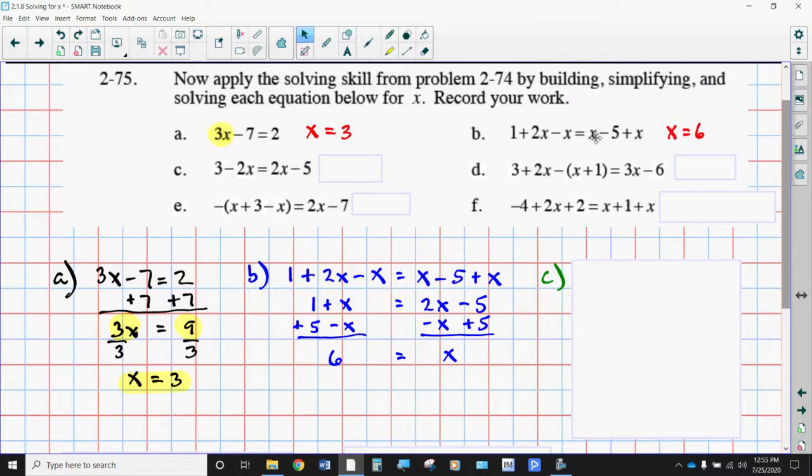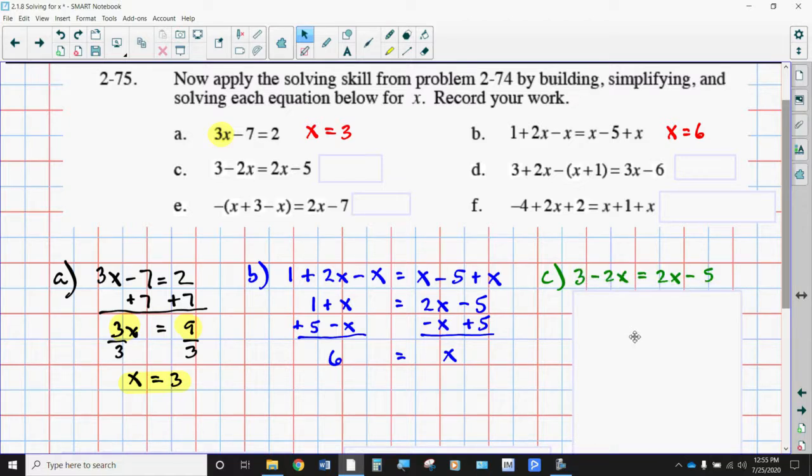Okay, and if you're not trusting that, go ahead and plug those numbers in. 6 minus 5 is 1, plus 6 is 7. Here you got 12 minus 6 is 6, plus 1 is 7. So yes, it works. For C, start by copying the problem down.